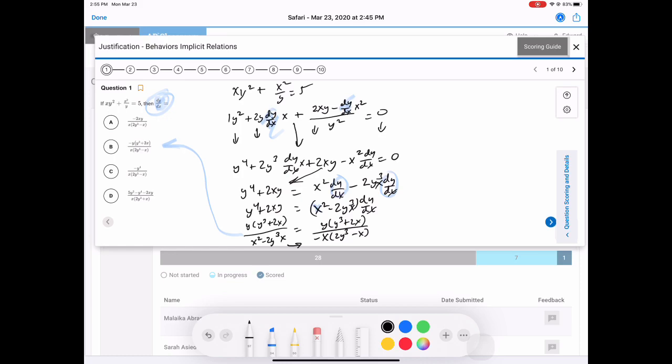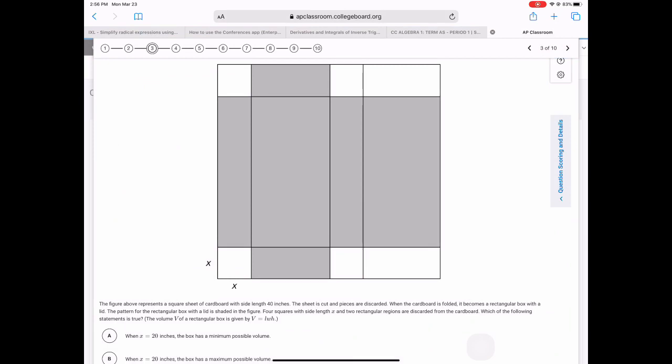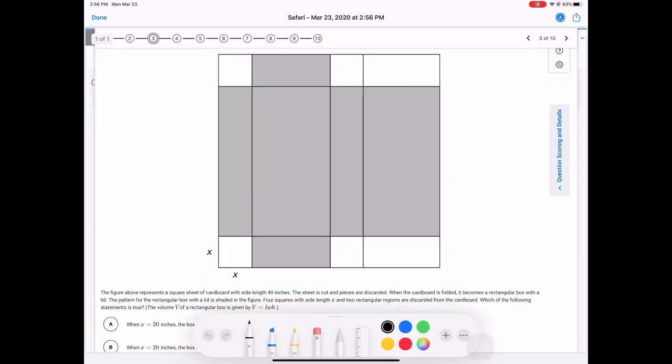Okay. We dealt with these boxes in a previous lesson a long time ago. The figure above represents a square sheet of cardboard with sides of 40 inches. So we know this is a square. Let me go ahead and edit this. So we know this is 40 inches, and this is 40 inches. The sheet is cut and pieces are discarded. When the cardboard is folded, it becomes a rectangular box with a lid. The pattern of the rectangular box with the lid is shaded in the figure.